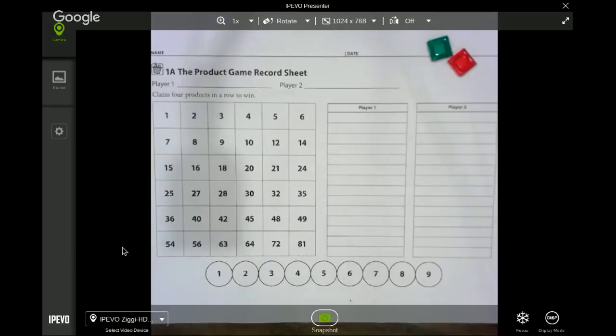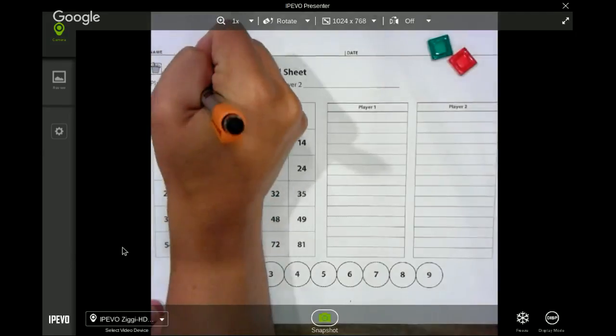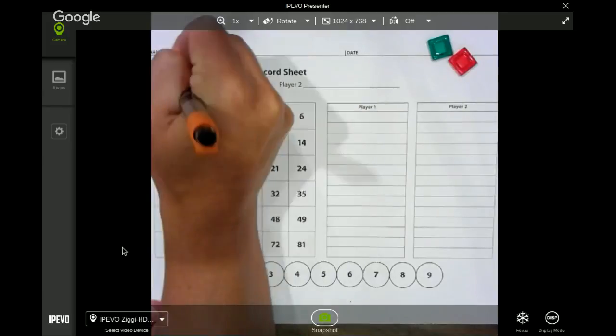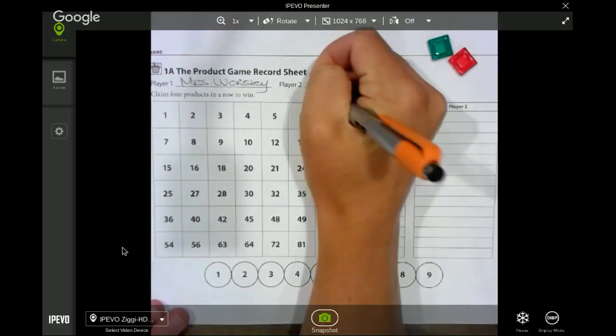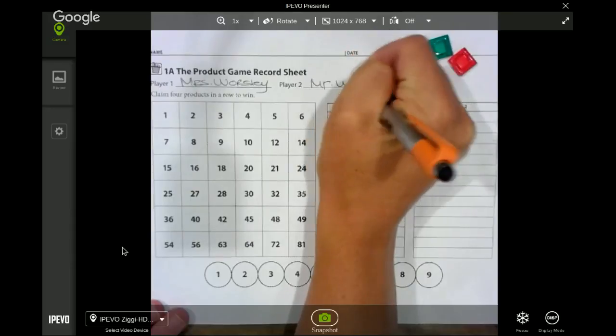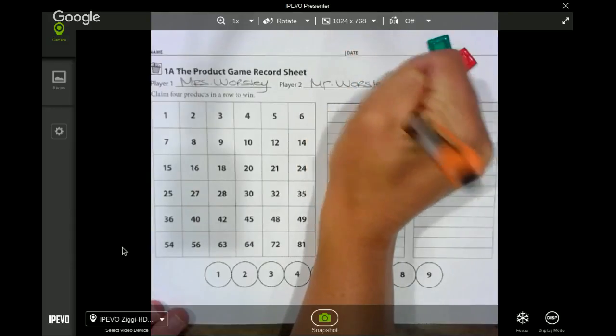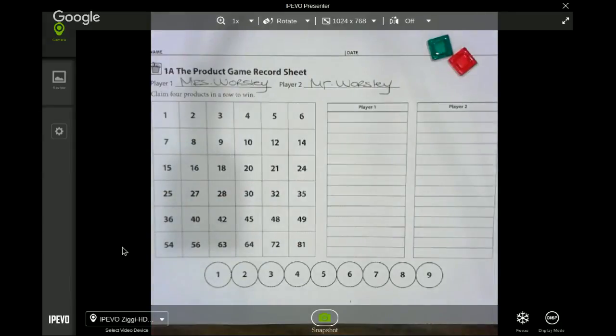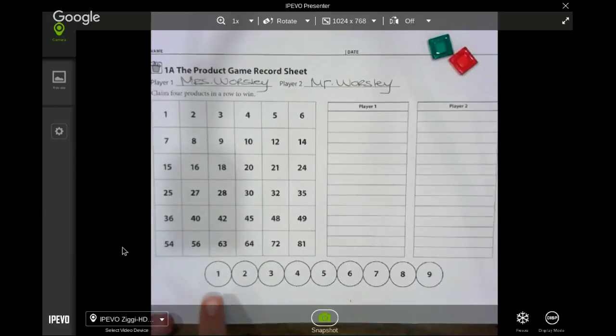So I'm going to be player 1. So Mrs. Worsley. And we'll say my husband is player 2, Mr. Worsley. Okay? So we are going to do rock, paper, scissors, shoot, to see who goes first. So I'm going to win this one to demonstrate. So I'm going to go first, and I'm going to choose 2 factors that multiply to get a product that I'd like to have on the board.